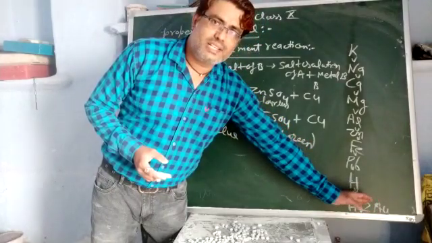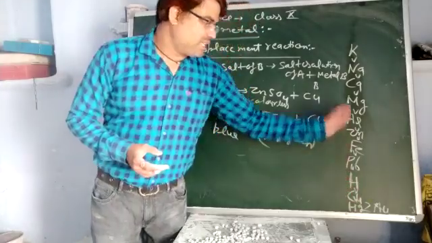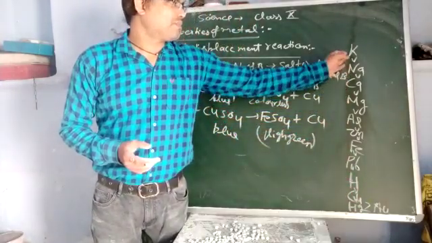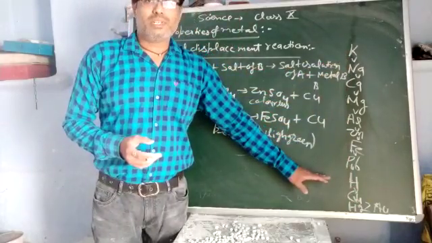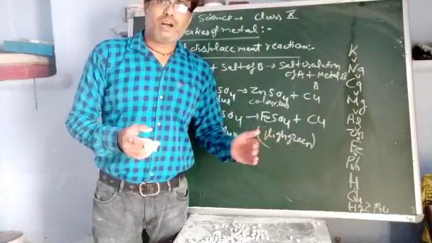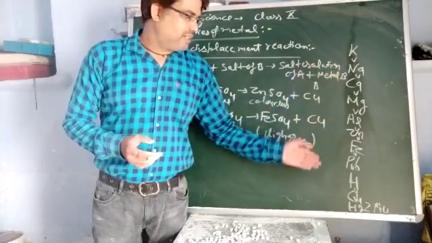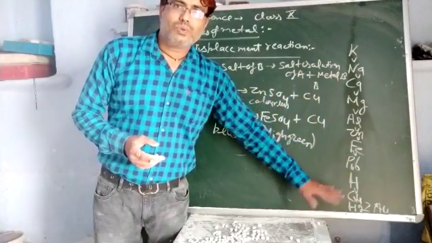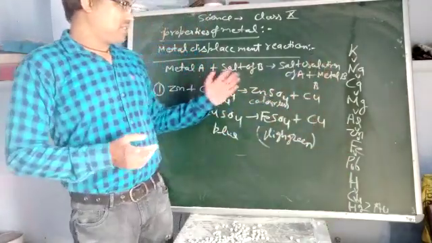They are less reactive than what? Hydrogen. But if you see the other elements like lead, iron, zinc, aluminium, magnesium, calcium, sodium, potassium, these are what? More reactive than hydrogen. Actually, hydrogen is a reference. The elements which are above hydrogen are more reactive, and the elements which are below hydrogen are less reactive.